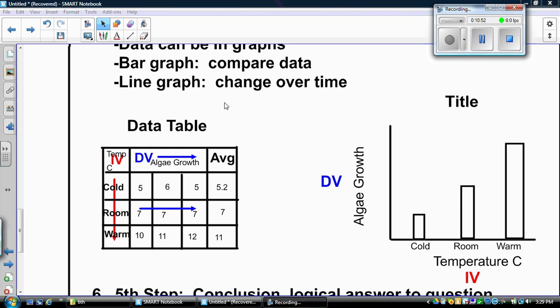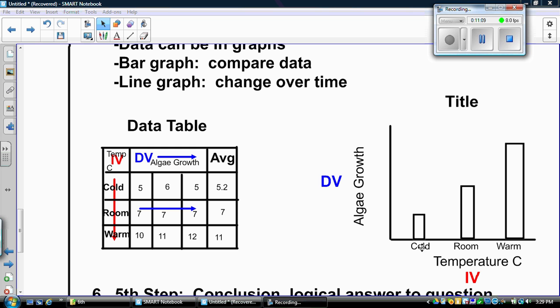And then you have to decide, am I going to do a bar graph or a line graph? So a bar graph compares data. So you have to ask yourself, am I comparing cold temperature to room and warm and vice versa? If you are, then you're going to do a bar graph, which we are.